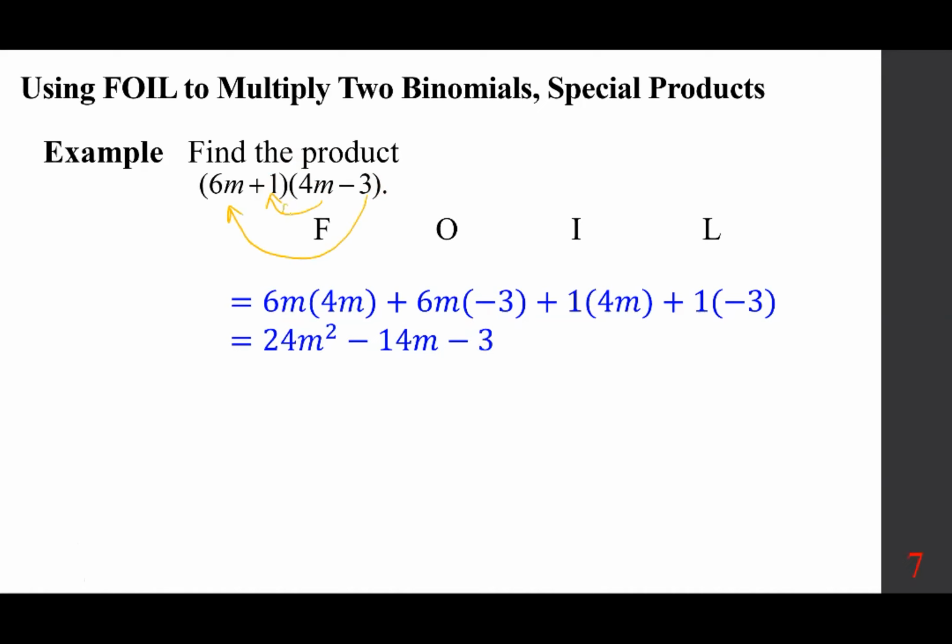This will give you 4m, and this will give you -18m, and this will be your middle term. The reason it's important we be able to do that is the reverse process, so we can do the factoring.